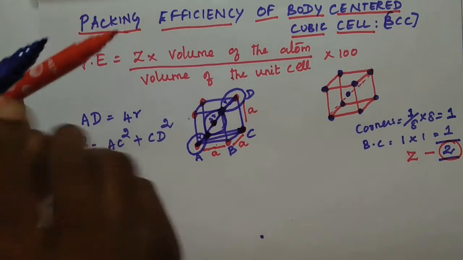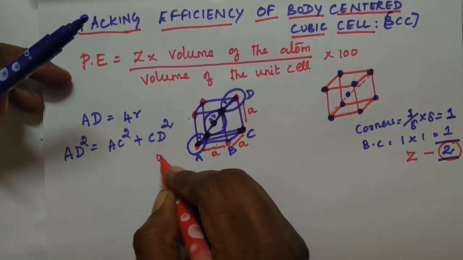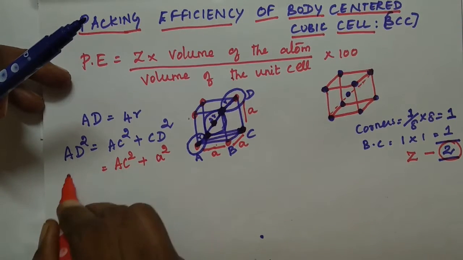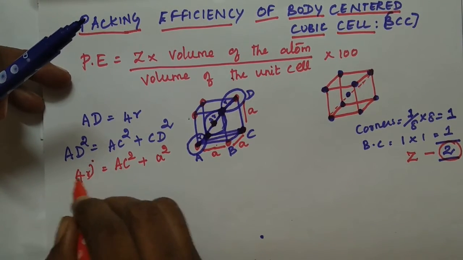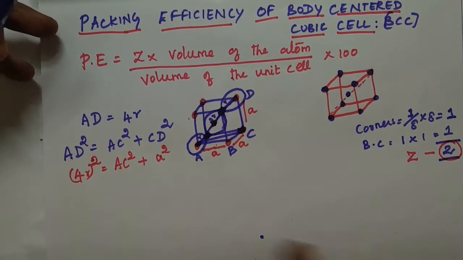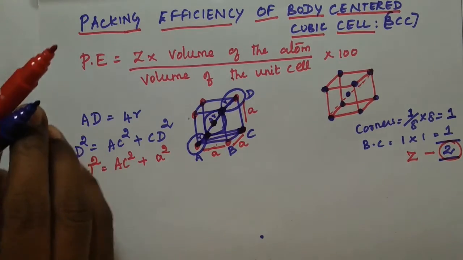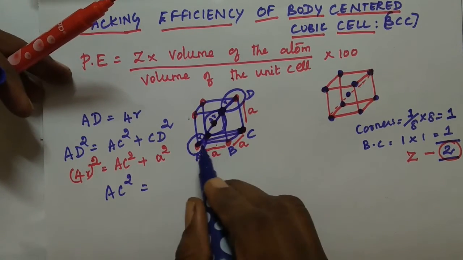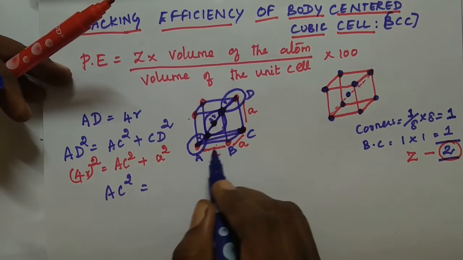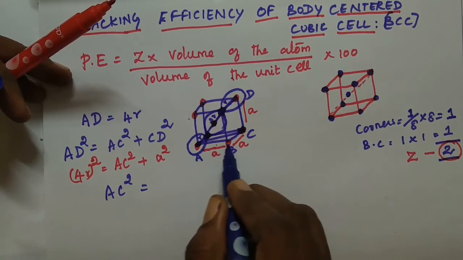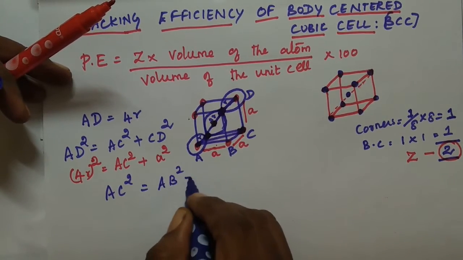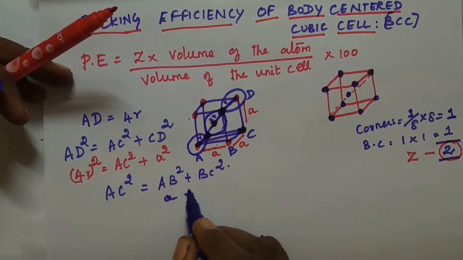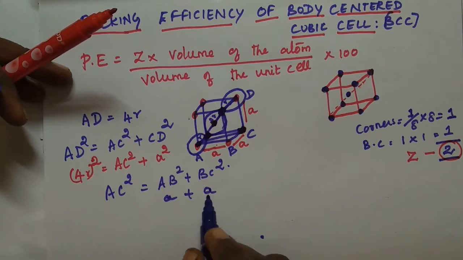CD square, of course, from the edge length is going to be a square only. Then how to calculate AC square? Now AD square, I know the value: it is 4R the whole square. Now we'll calculate AC square alone. I can take one more triangle, ABC, where AC square is equal to AB square plus BC square. That means AB is the length a, and this is also length a. So what is the value I get?